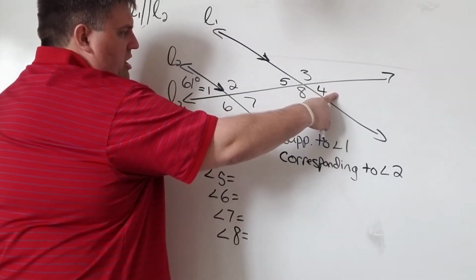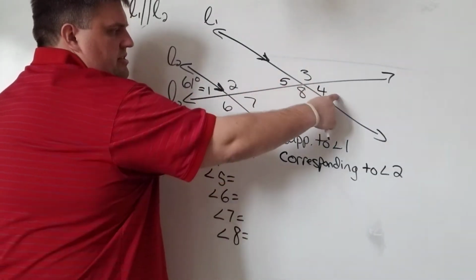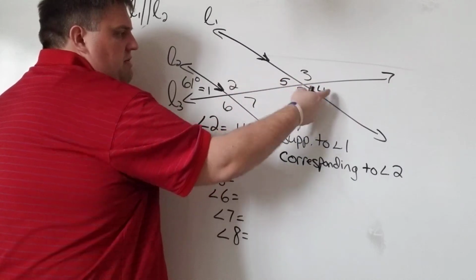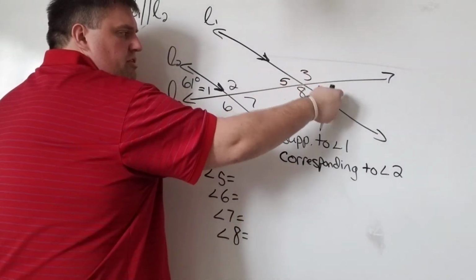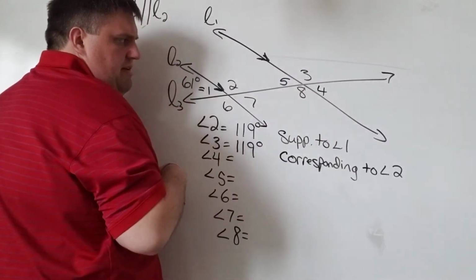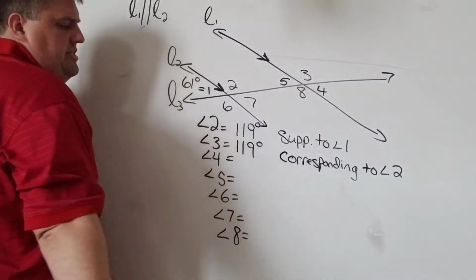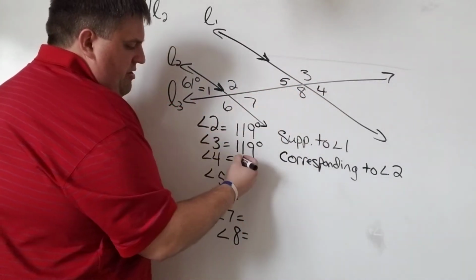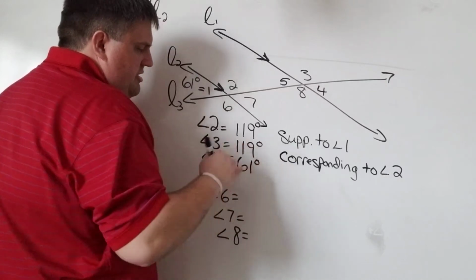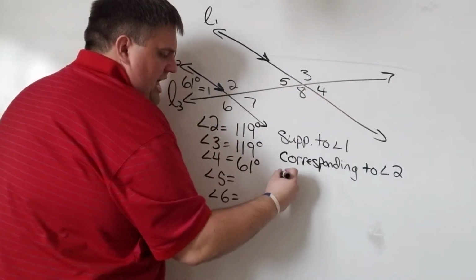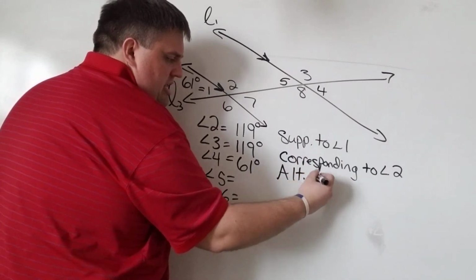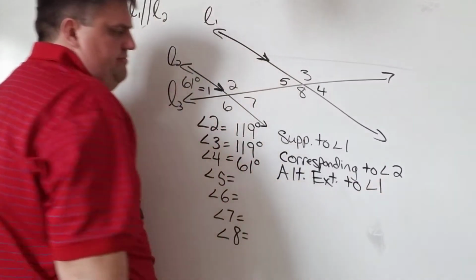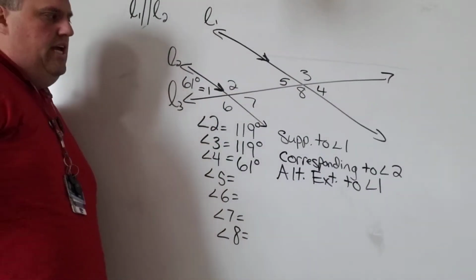Well, we know angle 1, that was given to us. So we could get angle 4 using angle 1. There's no connection between angle 4 and angle 2, but there is between 4 and 3. So we can either say it's supplementary to 3, or let's use angle 1, because I like that one. So angle 1 and angle 4, those are congruent. So I know that angle 4 is also 61 degrees. And that's because those are alternate exterior. So we're going to write alternate exterior to angle 1. Use the info we have so far.